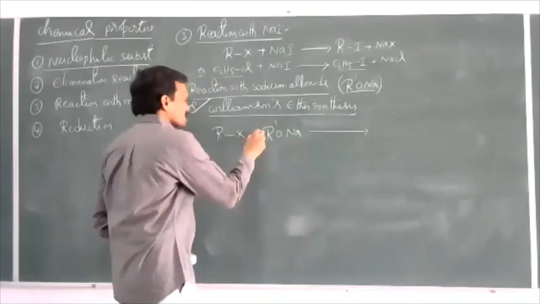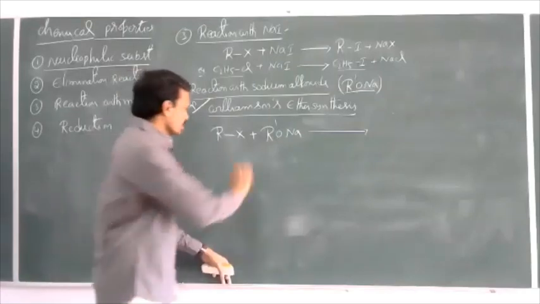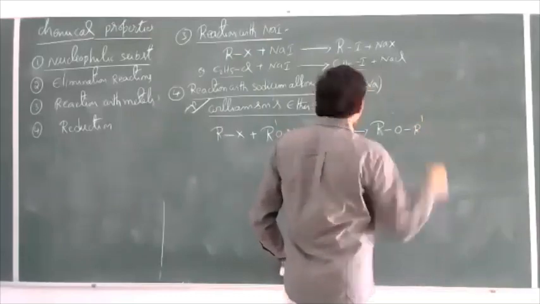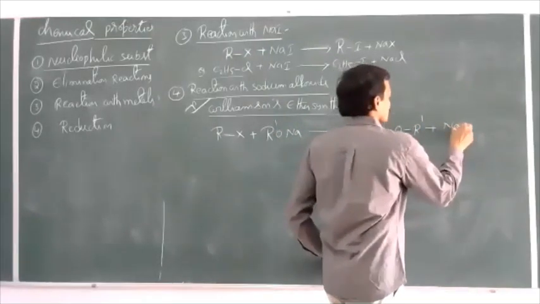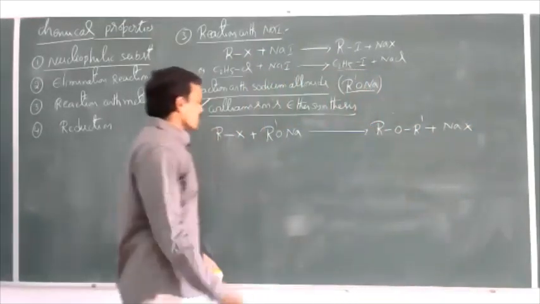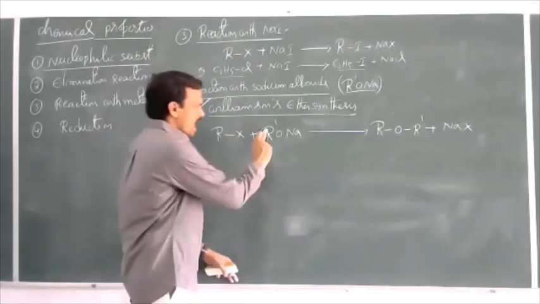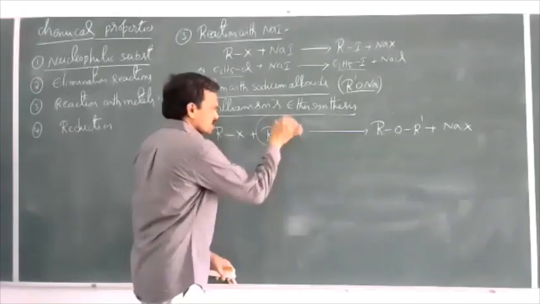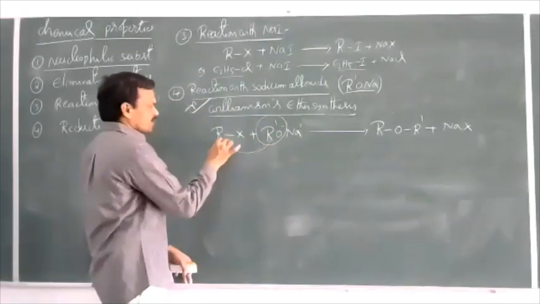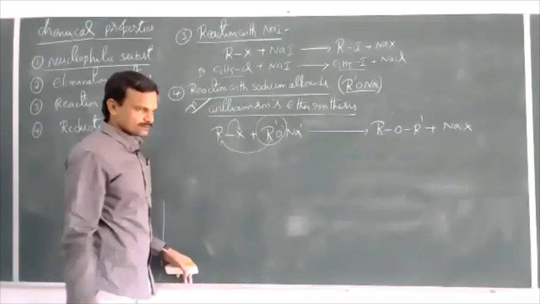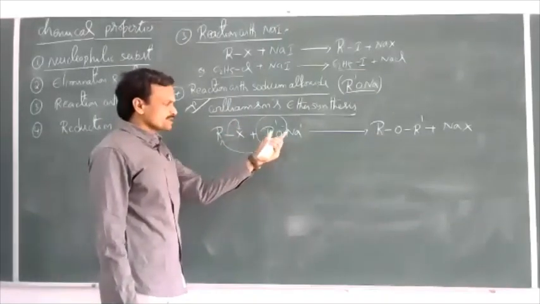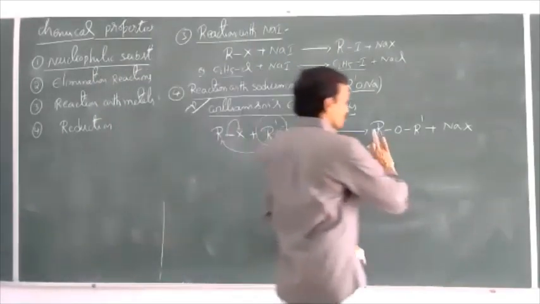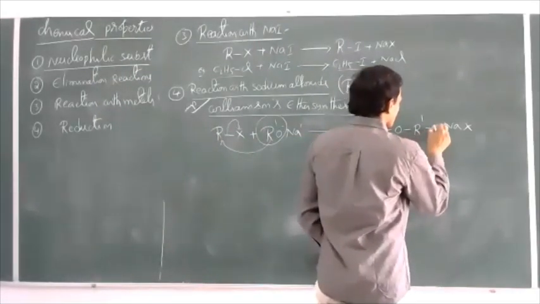So haloalkanes react with sodium alkoxide and give ethers, R O R dash plus NaX. Nothing but what the reaction takes place here is R dash O Na splits as R dash O minus and Na plus. This R dash O minus attacks this alkyl group and X minus is replaced. So R dash O minus, the alkoxide, can replace halide ion. Then we can get ether as the product.